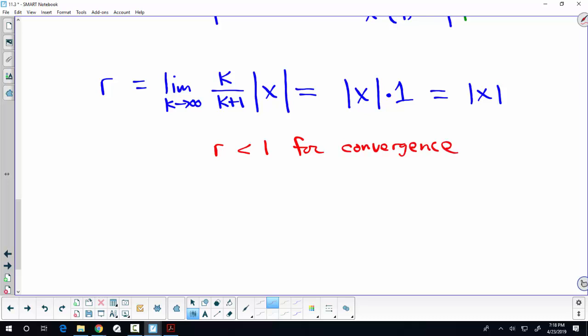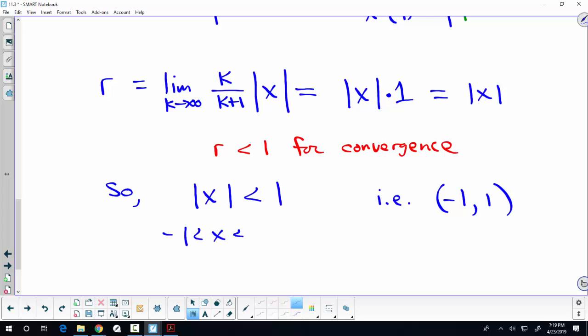According to the ratio test, we've got the absolute value of x has to be less than 1. That gives us the interval -1 to 1, or -1 less than x less than positive 1. So that's where x has to be in order for that series we came up with to converge.